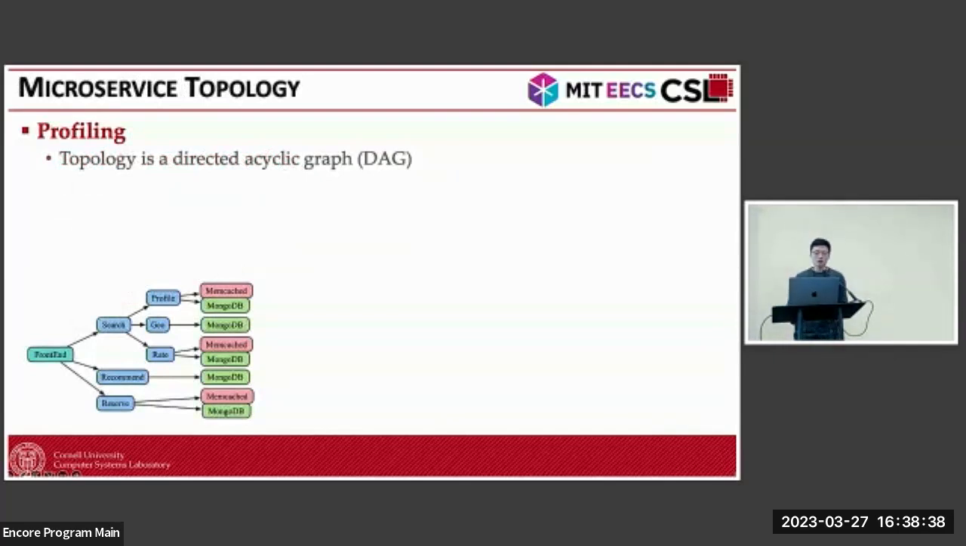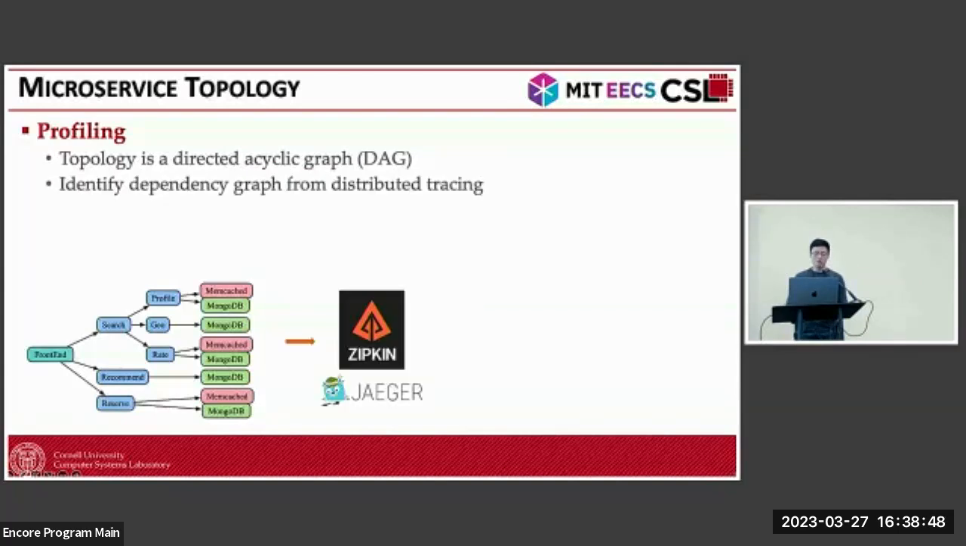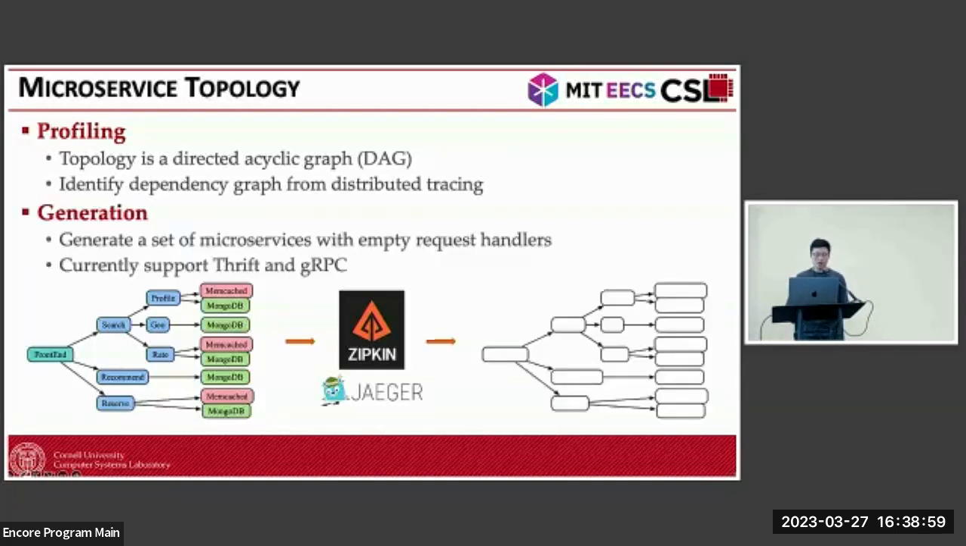First, the topology of microservices is a directed cyclic graph, where the nodes are the microservices and the edges indicate the data flow between the services. To capture this topology, we leverage the distributed tracing frameworks present in most production deployments, like Jaeger and Zipkin, to identify the dependency graph of the tiers. Then, based on the profiled dependency graph, we generate a set of interconnected microservices with an empty request handler. Currently, we support two commonly used RPC frameworks, Thrift and gRPC.